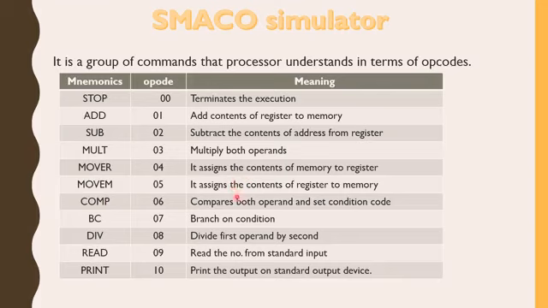Compare is for comparing both the instruction set or your condition codes and the operands. BC is for branch on condition. Div is for divide the first operand by your second operand, just like your multiplication, subtraction, and addition. Then read instruction. Read is to read the standard input, or to read the number from your standard input. And print will print your output on your standard output device.